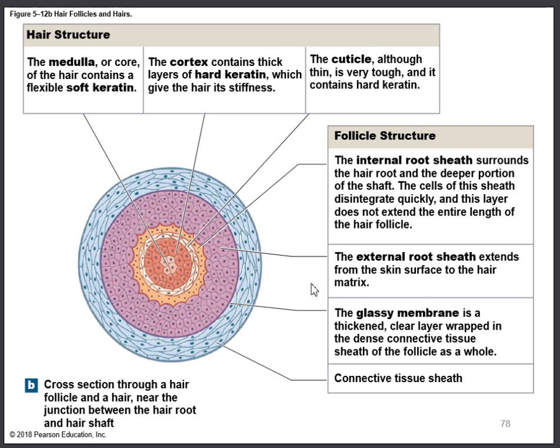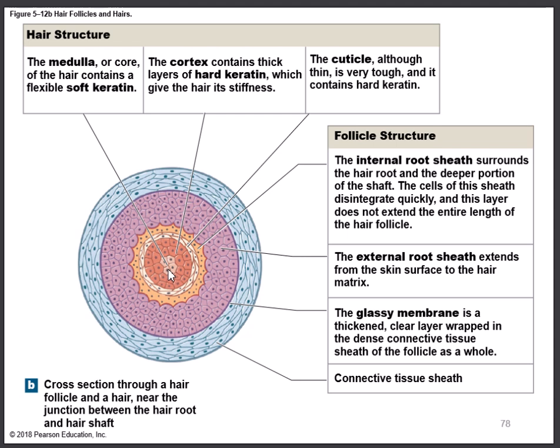So this is a picture that I really like. This is a picture of a piece of hair in the follicle. So it's kind of down near the root. Let's take a look at the three parts of the hair first. We're going to do the medulla, the cortex, and the cuticle. So these cells right here in the middle, this is going to be called the medulla.